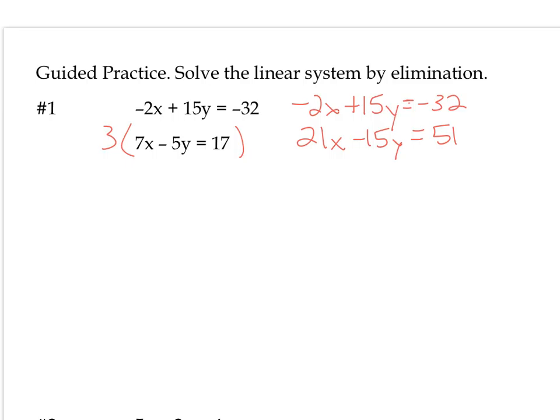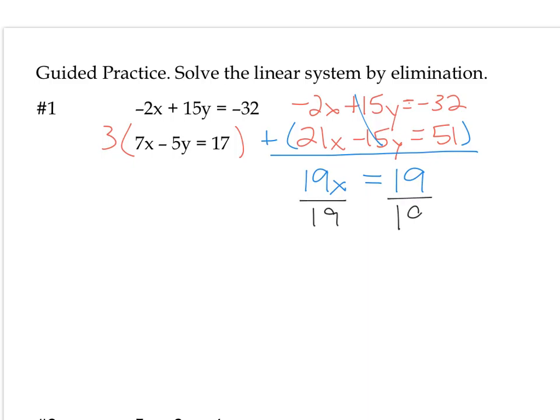Now I'm going to add these two equations together, right? Because 15 plus negative 15 will eliminate. Negative 2 plus 21, okay, is 19x. And since the 15 and the minus 15, since they're the same number with different signs, I add them. If I add opposites, they'll cancel out. Equals, and then negative 32 plus 51 is 19. So when I divide both sides by 19, I'll get x equals 1. Okay, we solve for x first here.